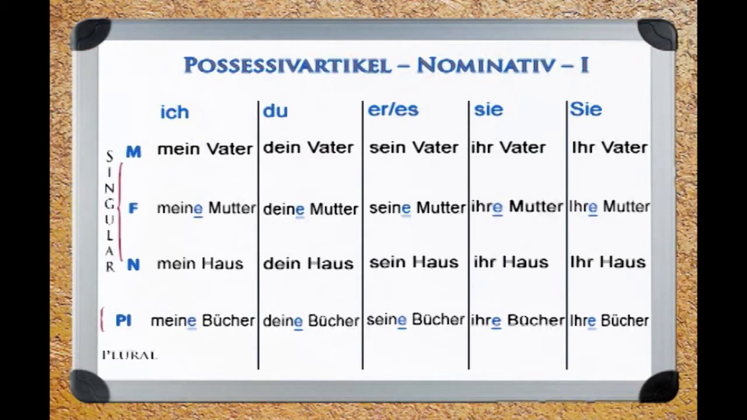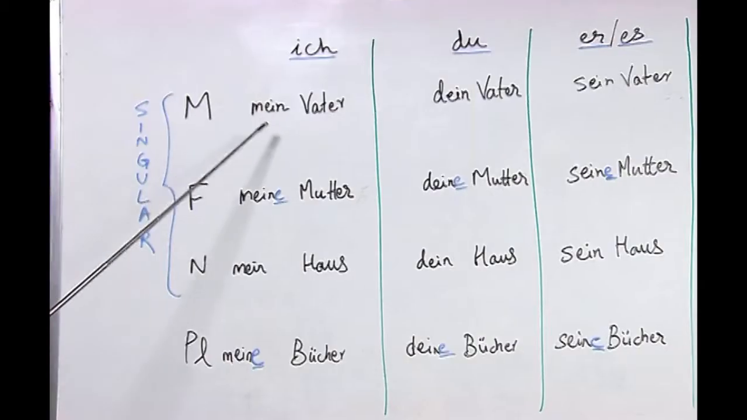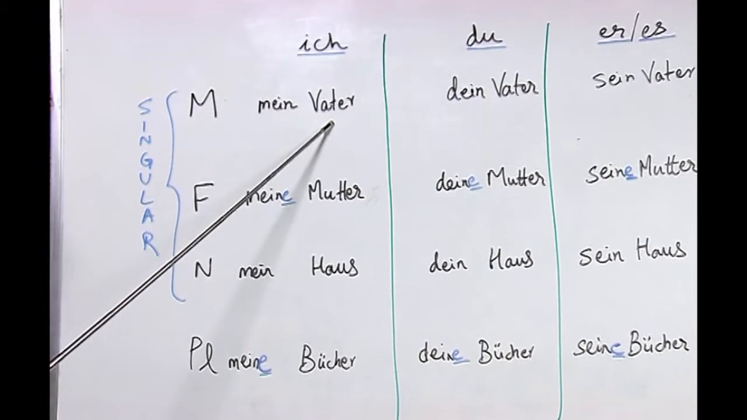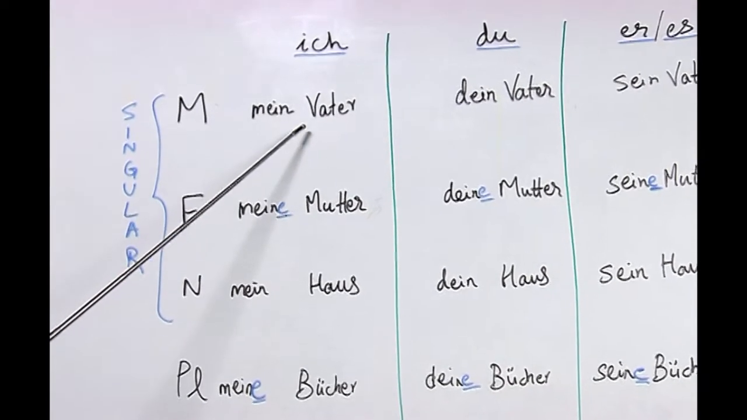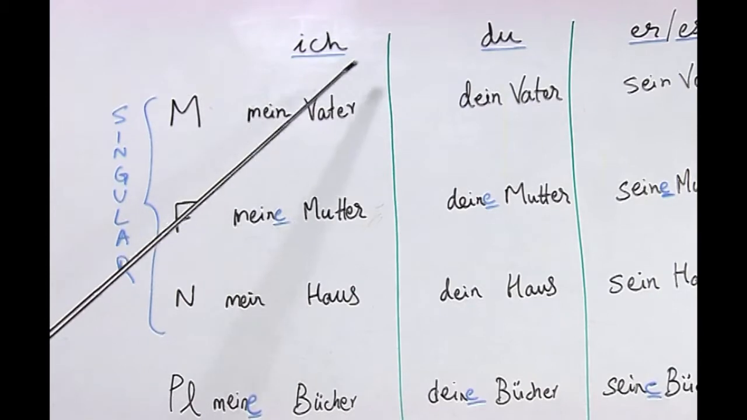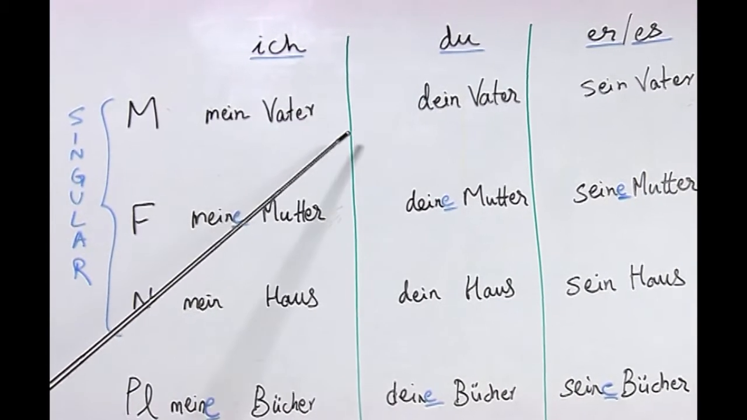In German, possessive article is constructed based on the pronouns. You are already familiar with these pronouns: ich, du, er, es, sie and Sie. You know that ich is the first person pronoun singular, du is the second person pronoun singular, er, es, sie are third person singular pronoun, and Sie here also is a second person pronoun in singular. Well, in German, the possessive article plays a very important role in terms of the ending of the noun and also based on the pronoun to which it is attached.